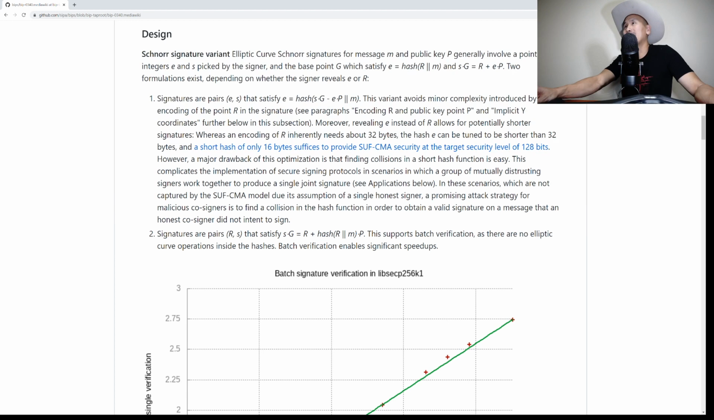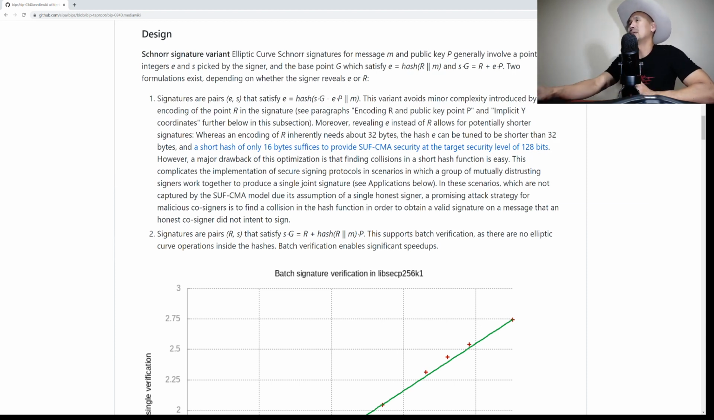However, a major drawback of this optimization is that finding collisions in a short hash function is easy. This complicates the implementation of secure signing protocols in scenarios in which a group of mutually distrusting signers work together to produce a single joint signature. See applications below. In these scenarios, which are not captured by the SUF-CMA model due to its assumption of a single honest signer, a promising attack strategy for malicious cosigners is to find a collision in the hash function in order to obtain a valid signature on a message that an honest cosigner did not intend to sign.